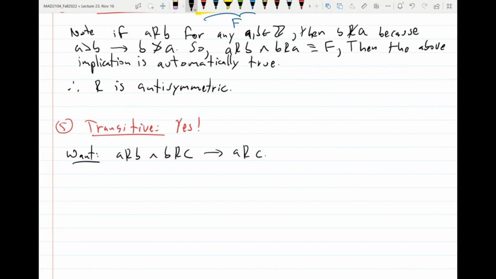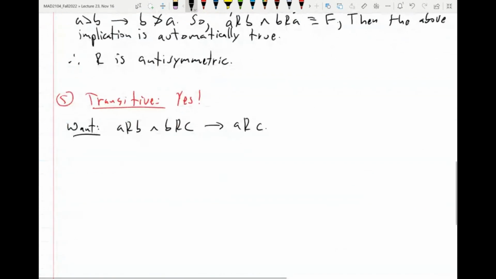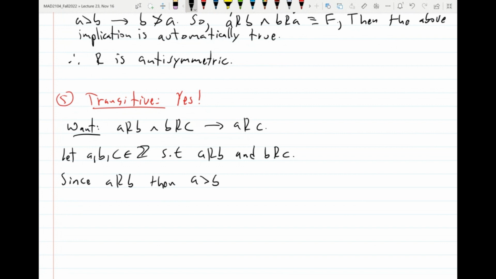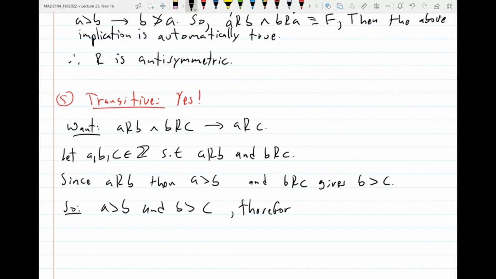So to prove this, what do we do? We always assume this part and we prove this, right? Assume P, prove Q. So let A, B, C be integers such that A is related to B and B is related to C. Now, this is not an assumption. Now, what we want is to argue that then, because of this, A will be related to C. But this is pretty straightforward. So, since A is related to B, then that means that A is bigger than B. And B related to C gives that B is greater than C. So, you have A is bigger than B, and B is greater than C. Therefore, A is greater than C, and this is a property of the greater than relation, right? So A is related to C.